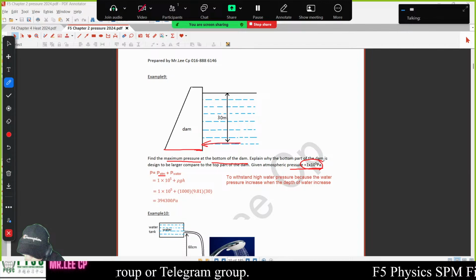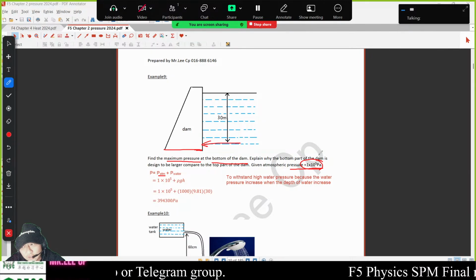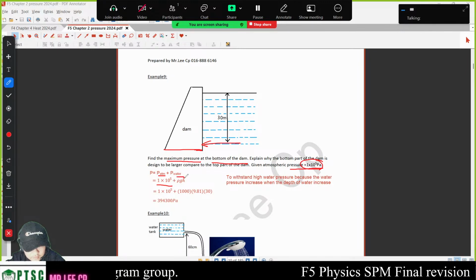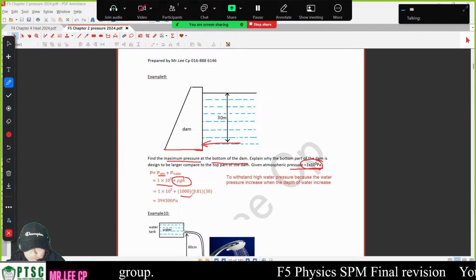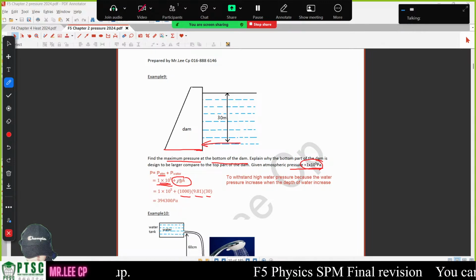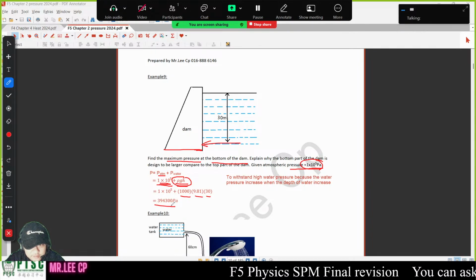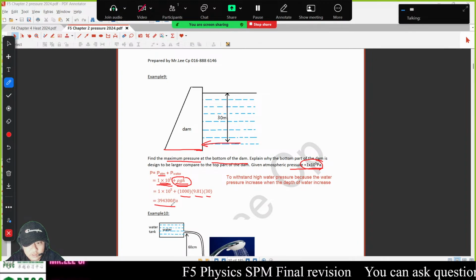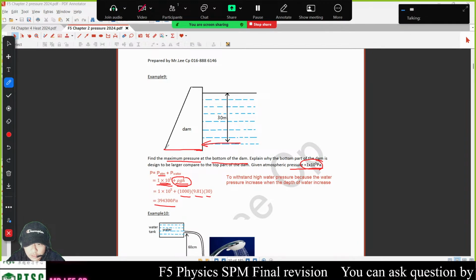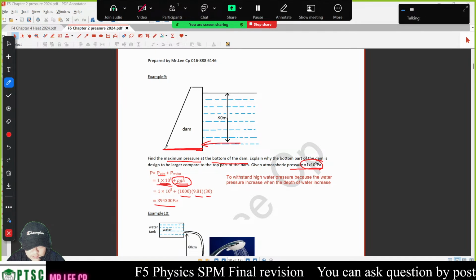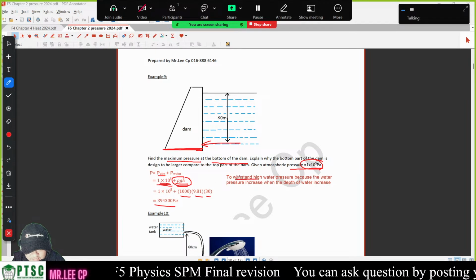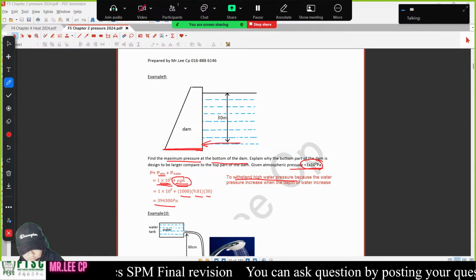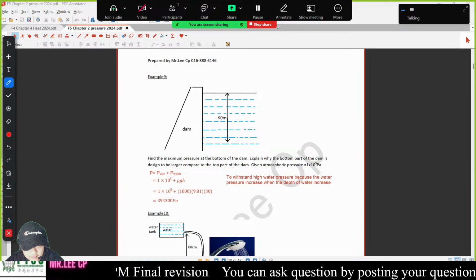This question is not giving you in meter of water, they give you in Pascal. So this one you have to use water, rho gh. This one is in Pascal, this one is in Pascal, so that you can plus them. If it is not the same unit, you cannot plus them. And then they surely ask you, why does this have to be thicker at the bottom? To withstand high water pressure, because water pressure increases when the depth of water increases. You need to know.